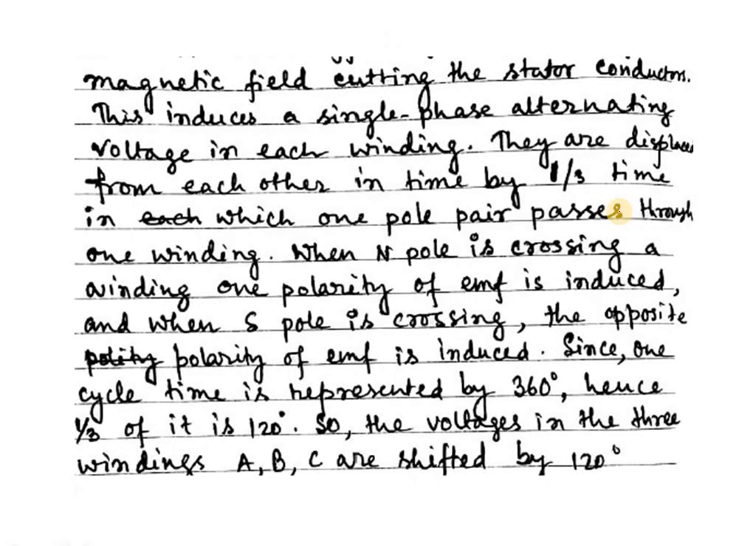Now the magnetic field cutting the stator conductor will induce a single phase alternating voltage in each winding. So what will happen? A current carrying conductor is placed in a magnetic field. That current carrying conductor is the three-phase conductor. 120 degrees apart from each other, three coils are placed.